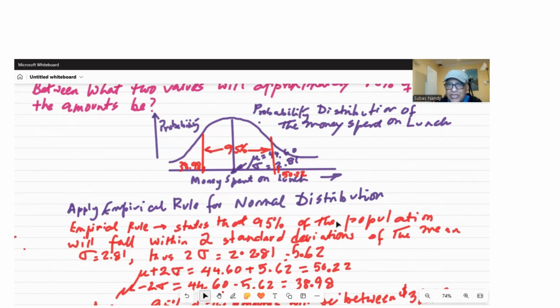So we use the empirical rule and multiply 2 times the standard deviation, which is $5.62. We move to the right, increasing from the mean: mu plus 2 sigma is 50.22. On the left, we decrease: mu minus 2 sigma is 38.98. So between 38.98 and 50.22 is where 95% of the amounts will fall.